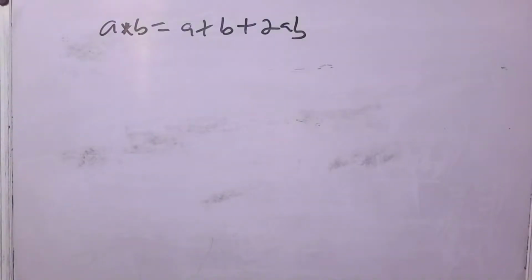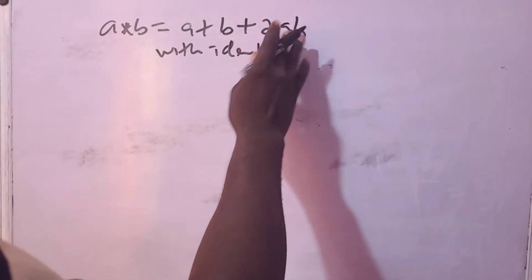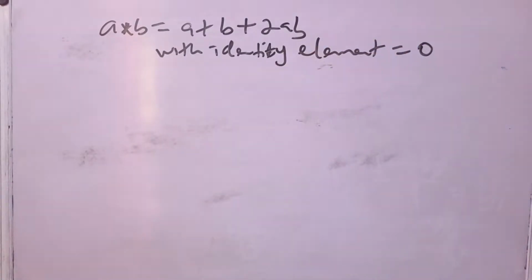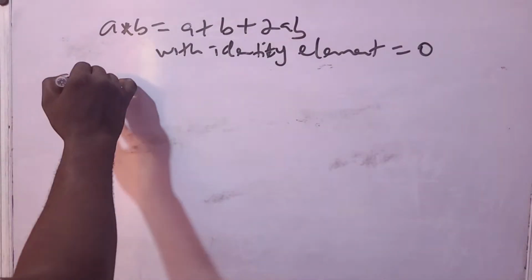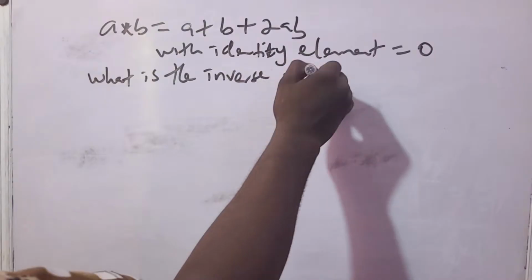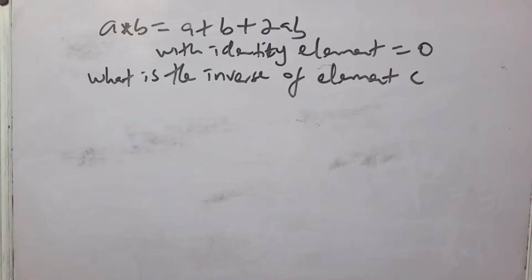Now you were told that the identity element is equal to 0. All right. So the identity element is 0. So the question is, what is the inverse of element C? What is the inverse of element C? So this is the question. Let me give you 2 minutes to solve this so we can jump to a different topic entirely.